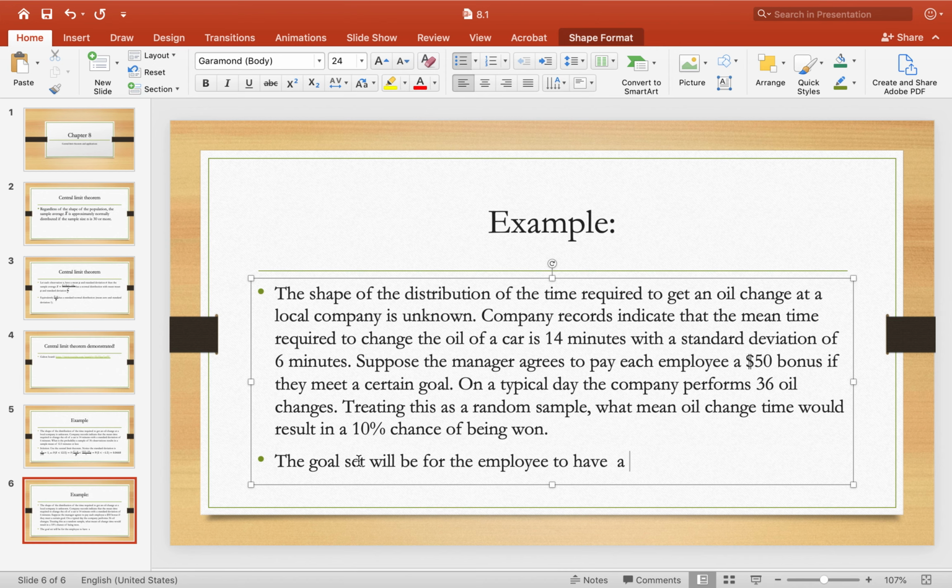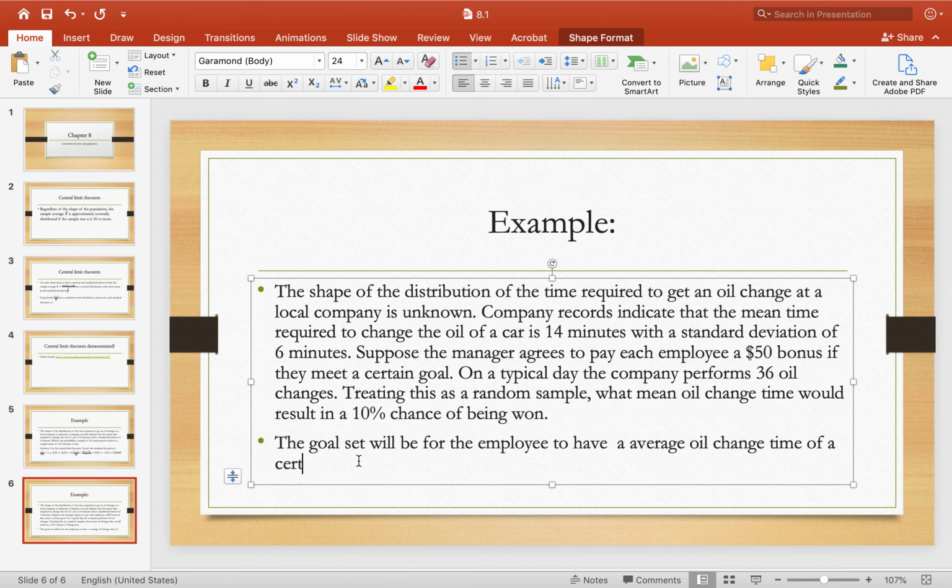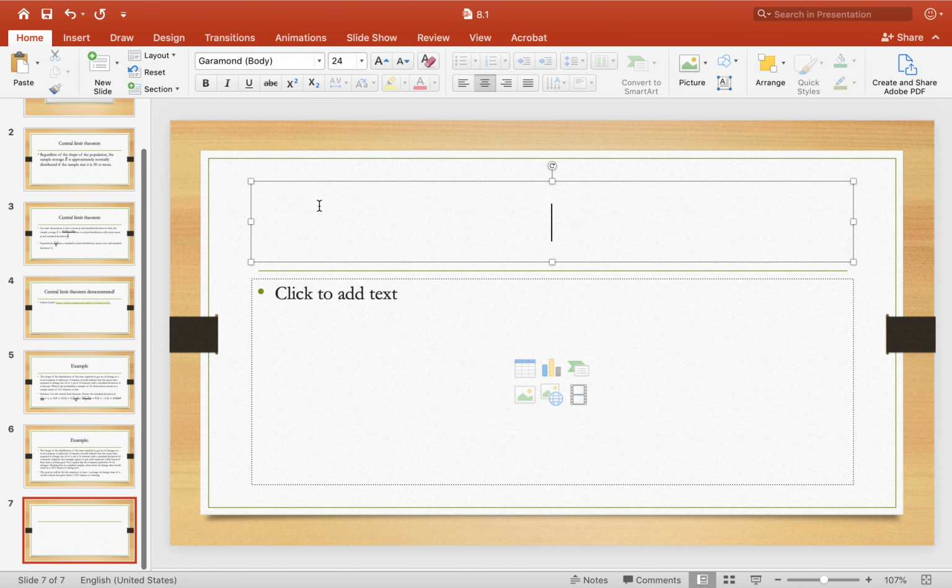is that the employee have an average oil change time of a certain criteria that gives them a 10% chance of winning. That's our goal. I need more room here, so I'll do a new slide, and this is going to be our solution.